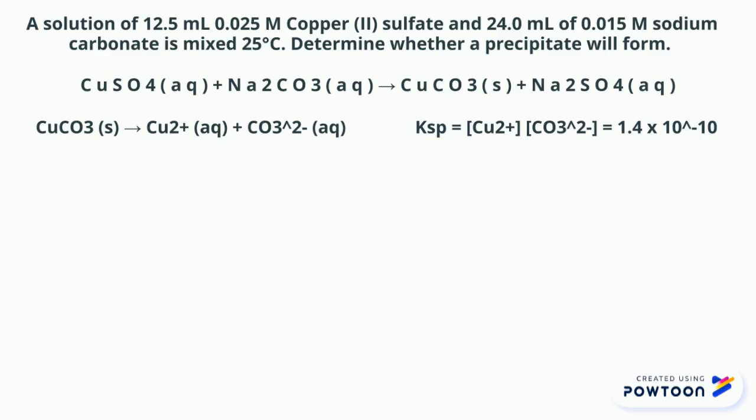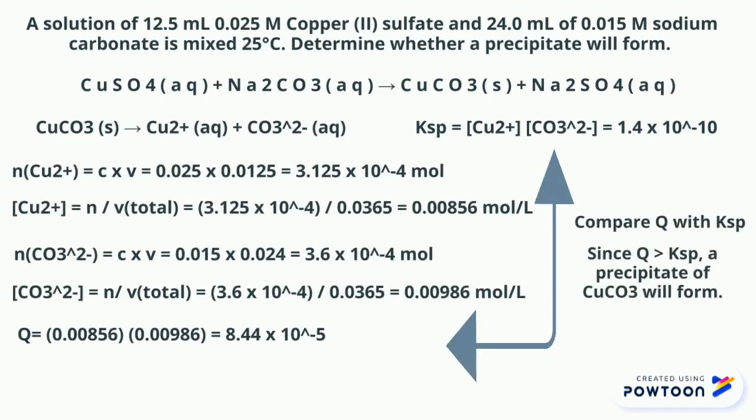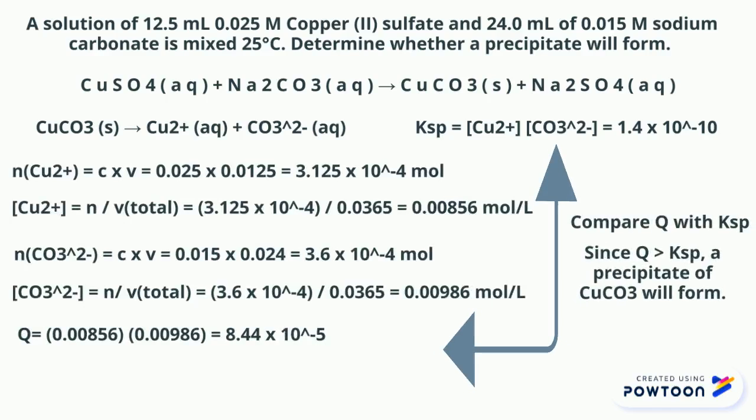For our second question, we follow the same steps. However, in this case, the final value for Q is greater than the Ksp. Hence the solution is referred to be supersaturated and a precipitate will form. In the previous question, the solution was unsaturated, hence a precipitate did not form.